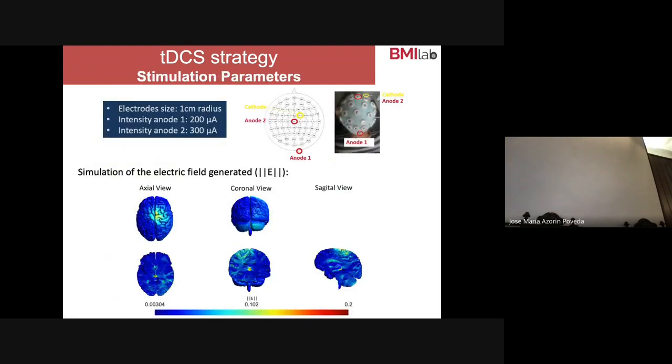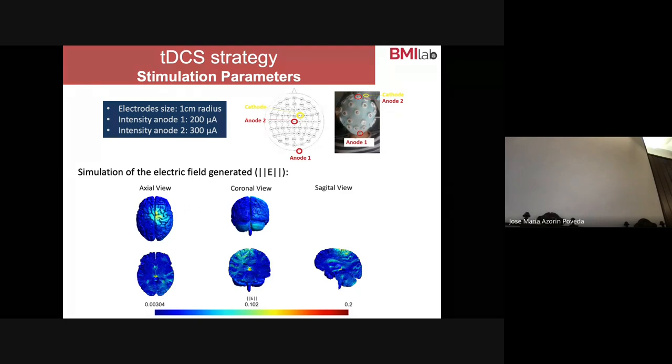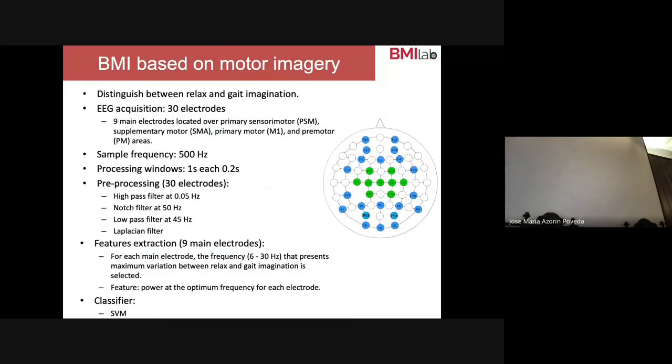So I would like to say that after deciding this kind of strategy, we did some simulation in order to check what regions are actually stimulated. As you can see here, we checked that we are stimulating just in the middle of both hemispheres, and also the right part of the cerebellum. So before starting the experiment with the people with the BCI and the exoskeleton, we stimulated the brain of the person during 15 minutes. I will explain this later.